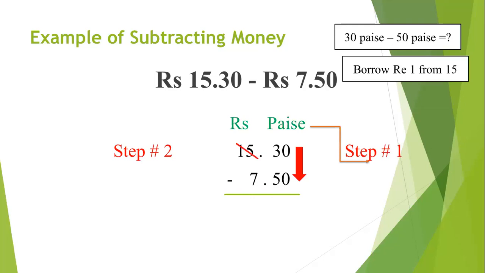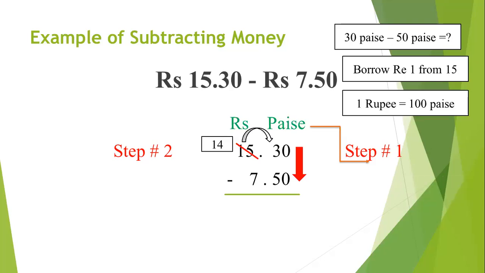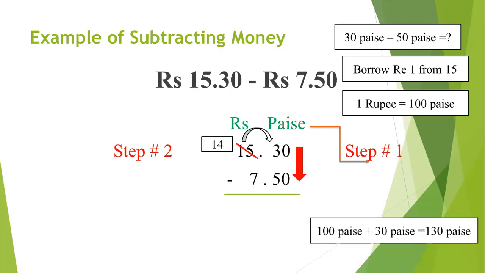When we have taken 1 rupee from this 15, we are left with 14 rupees at the rupees side. We will convert 1 rupee into 100 paisa. 100 plus 30 is equal to 130 paisa. Now we can subtract this 50 from 130 paisa. And the answer is 80 paisa.